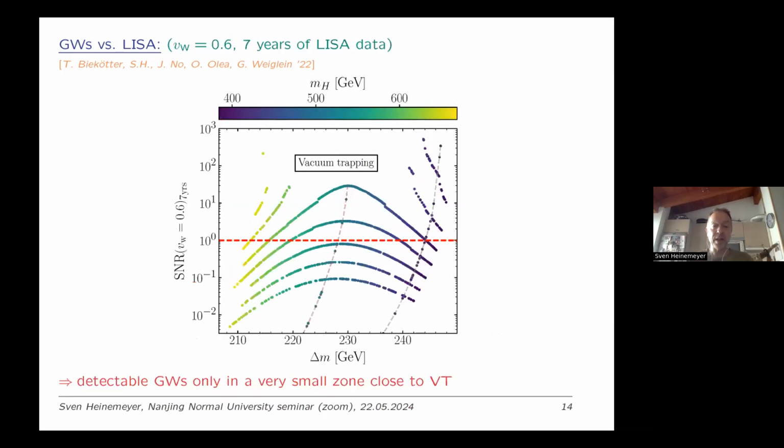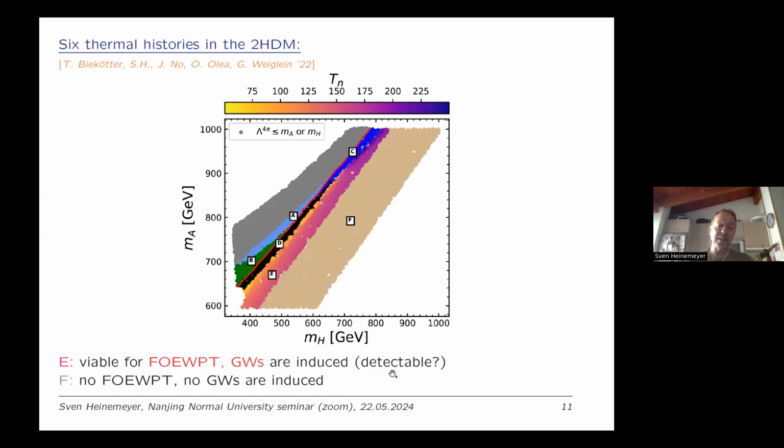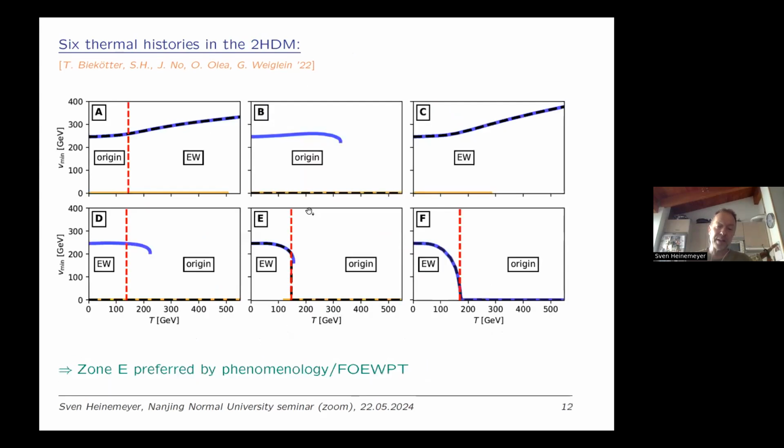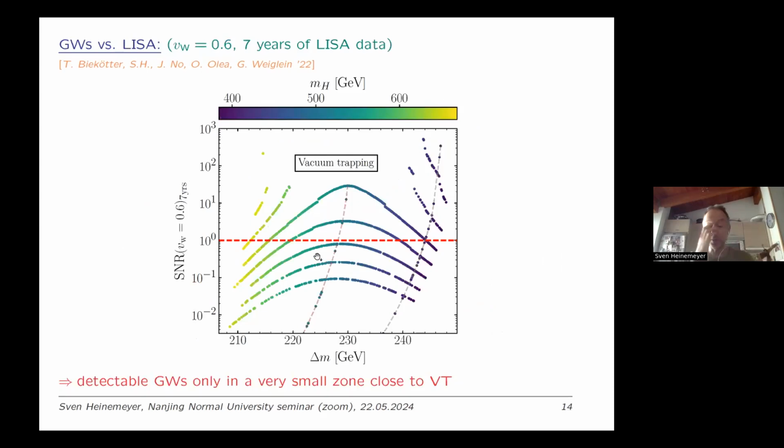Now, how does it look like? We did a scan over the relevant parameter space, which is actually, I will show this, the scan that we did is the one in this very strip here, where we are close. This is where we do the parameter scan. And then the result of this new parameter scan is shown in this plot. The x-axis is delta m, meaning m_a minus m_h, the difference between our two free parameters. The color coding tells you the value of m_h. And on the y-axis, we have the signal to noise ratio evaluated for the most favorable bubble wall velocity, 0.6, and the anticipated lifetime of LISA, which is 7 years.